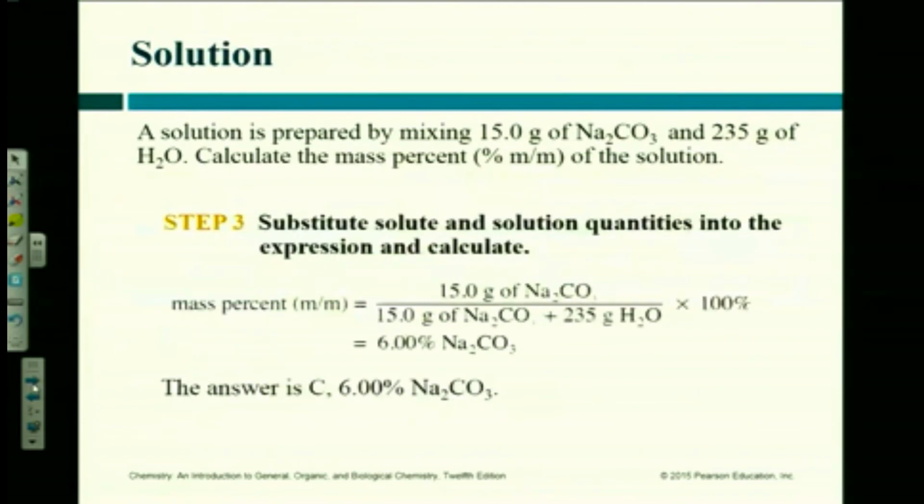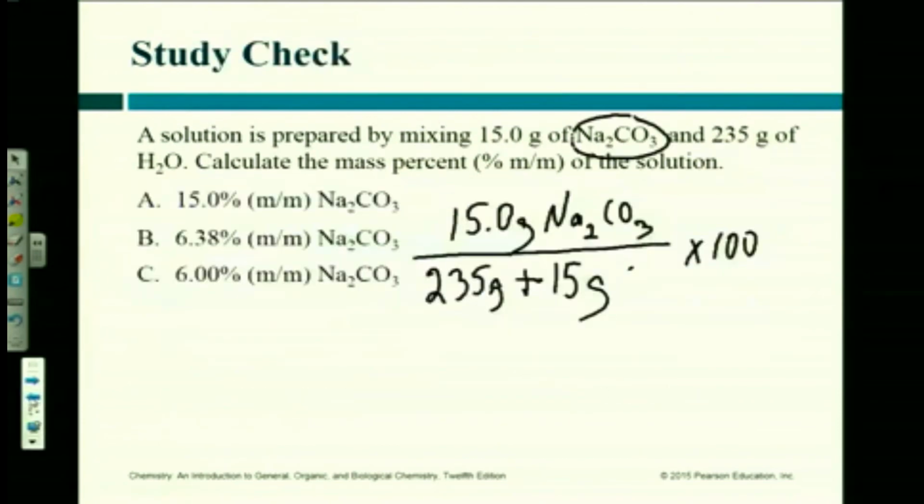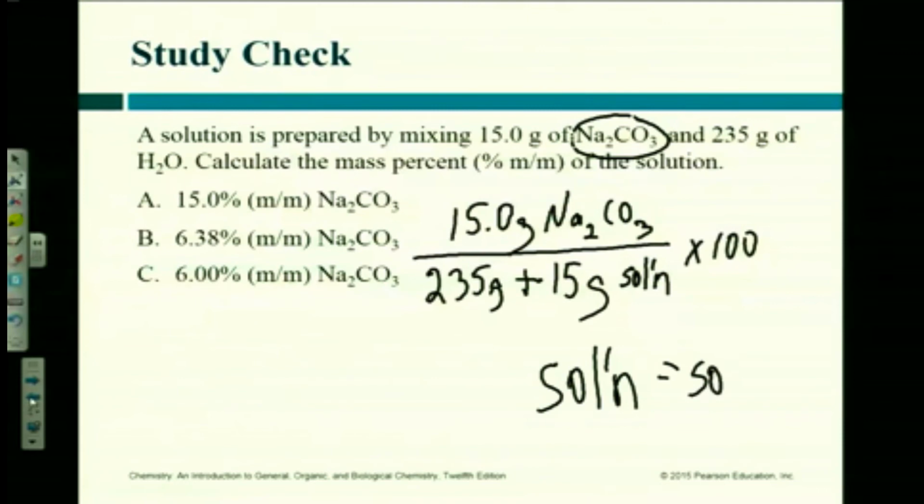Oh, y'all know, I didn't tell y'all. This is my shorthand way for writing solution. When you see me write SOL'N, that means solution, okay? That's too much for me to write.